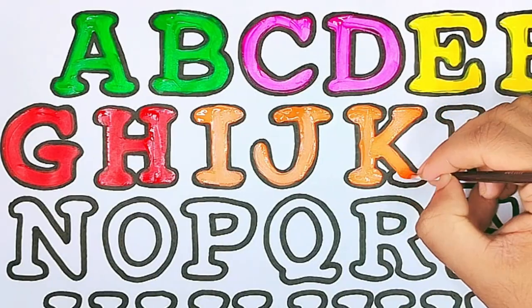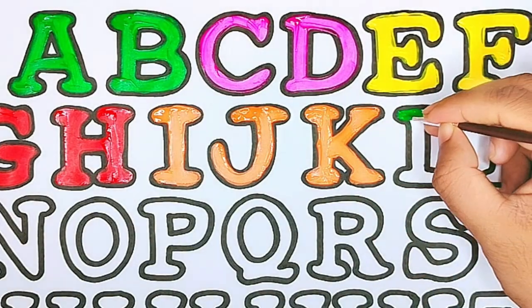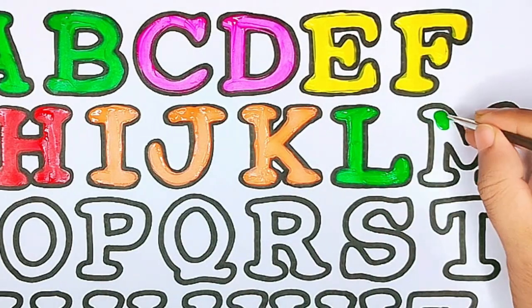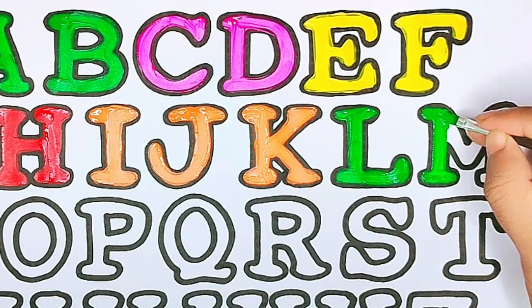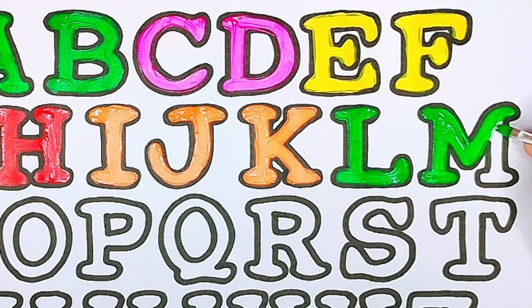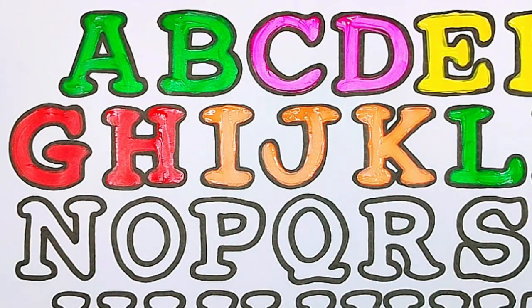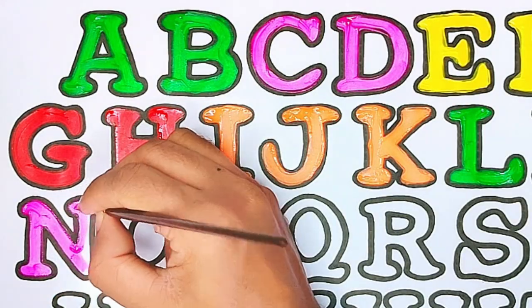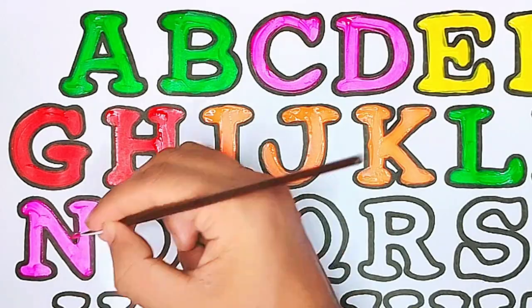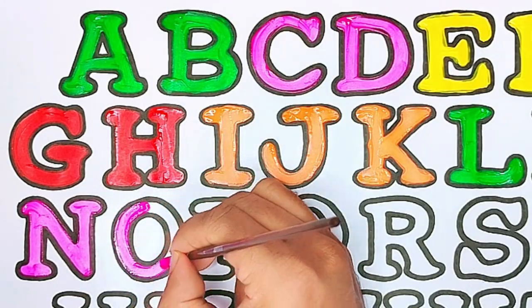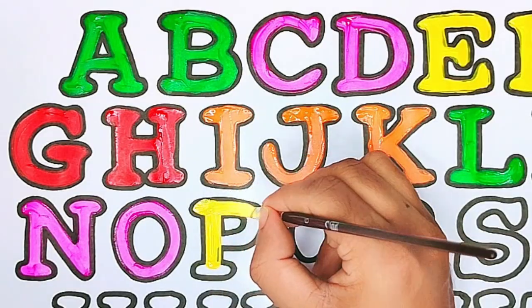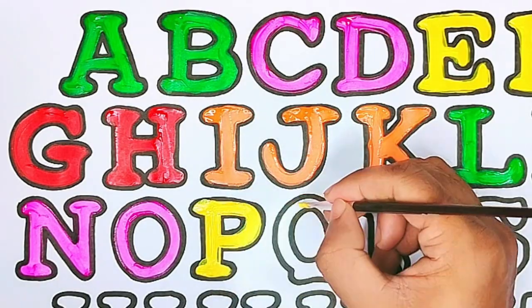K for kite. L for lemon. M for mushroom. N for noodles. O for onion. P for pencil.